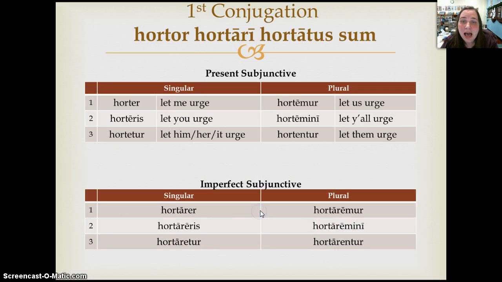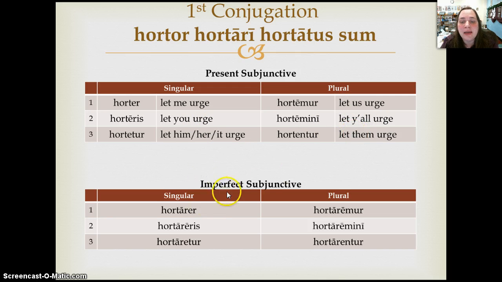Okay. I also give you guys the subjunctive forms. So horter, horteris, hortetur, hortemur, hortemini, hortentur. This is the only tense of the subjunctive that you're really going to have a translation for. So let me urge, let you urge, let him urge, let us urge, let y'all urge, let them urge.